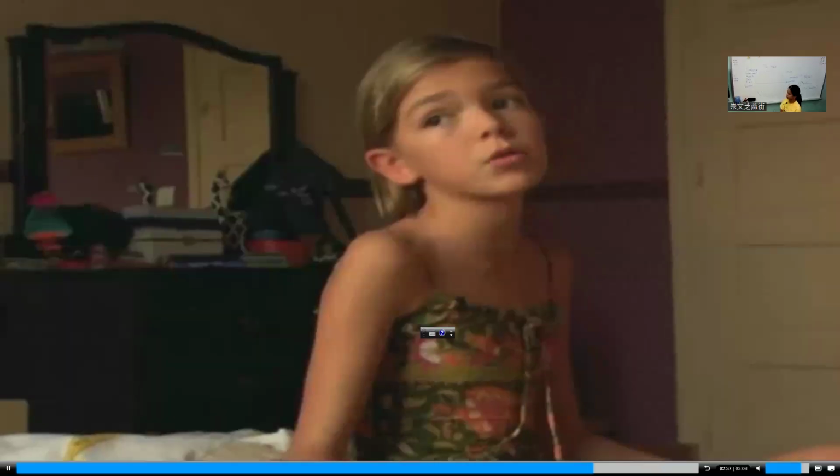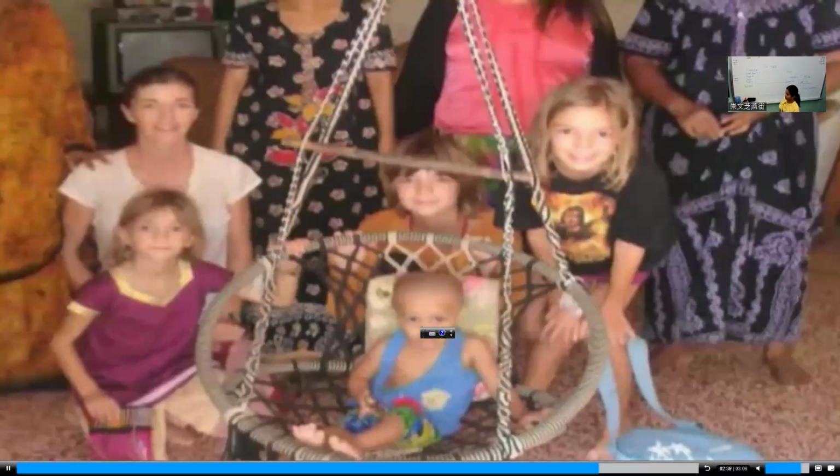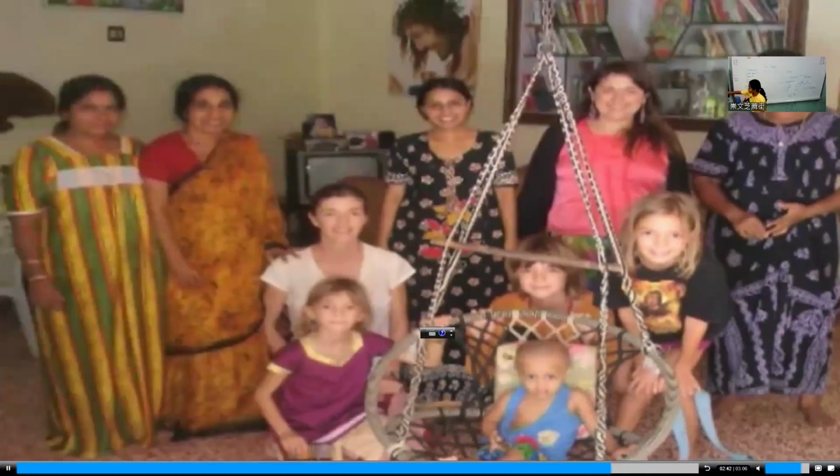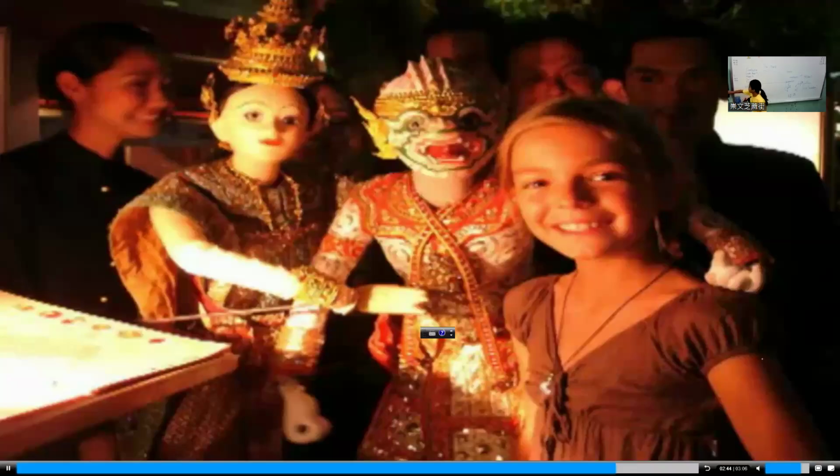When I grow up, I want to be a journalist and a photographer, so I can tell the stories of the world. Okay, what does she want to be? She wants to be a journalist or photographer. When you say photographer, a person who takes photos. Yes, a person who takes photos, that is a photographer. Okay, and she also wants to be a journalist.